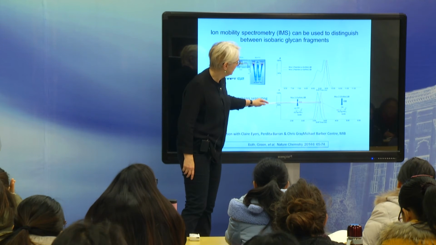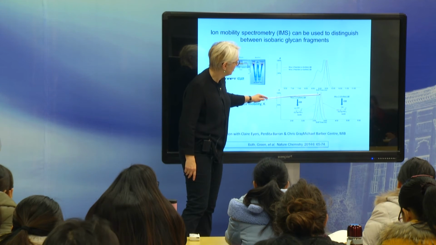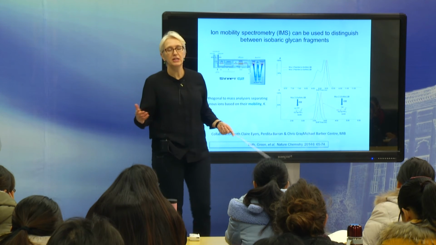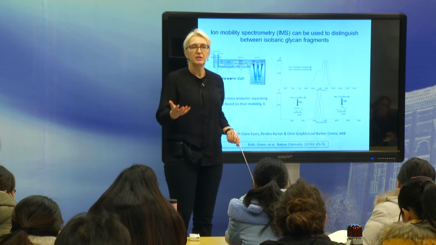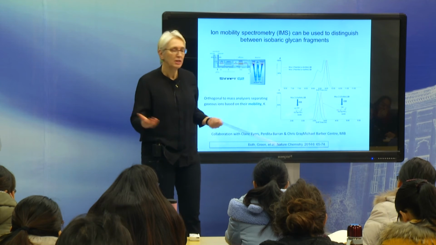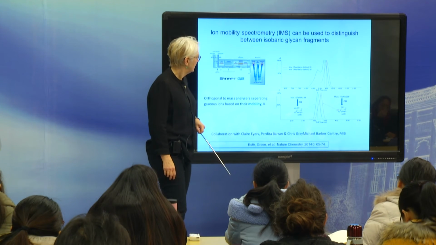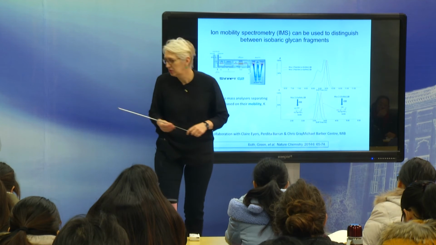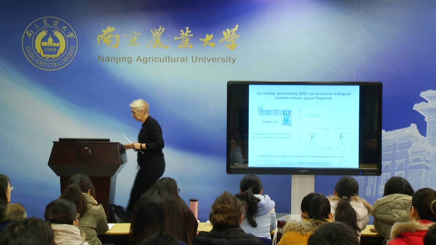And now we can easily say, okay, one peptide, the red one, comes from the GlcNAc, and the blue one comes from the GalNAc. So this is a really new way of sequencing glycans, which was never possible before, by purely mass spectrometry techniques. So that is very nice.